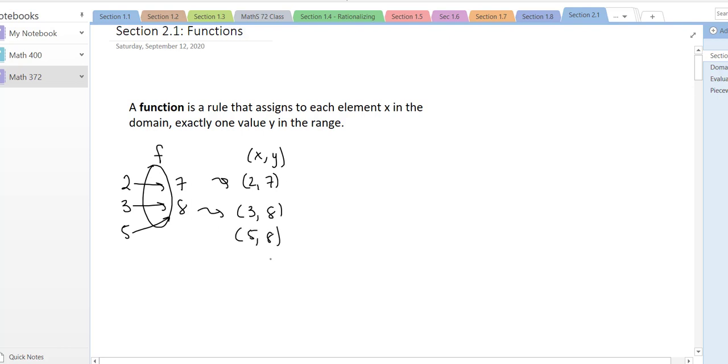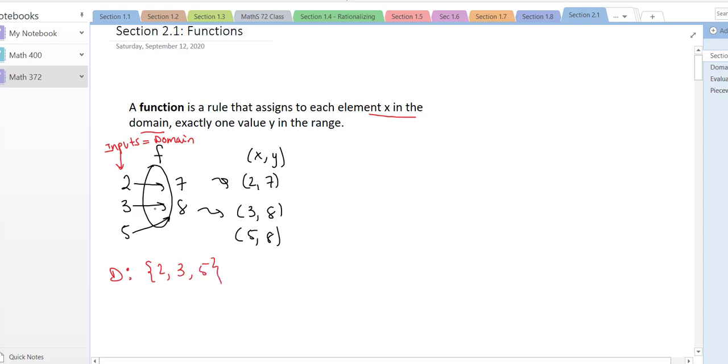So is this a function? So a function says it's a rule that assigns to each element x in the domain, the inputs, exactly one value y in the range. So notice the inputs or the domain are 2, 3, and 5.